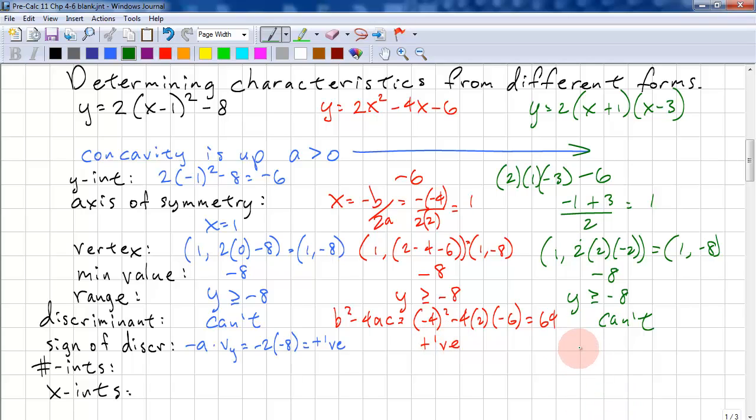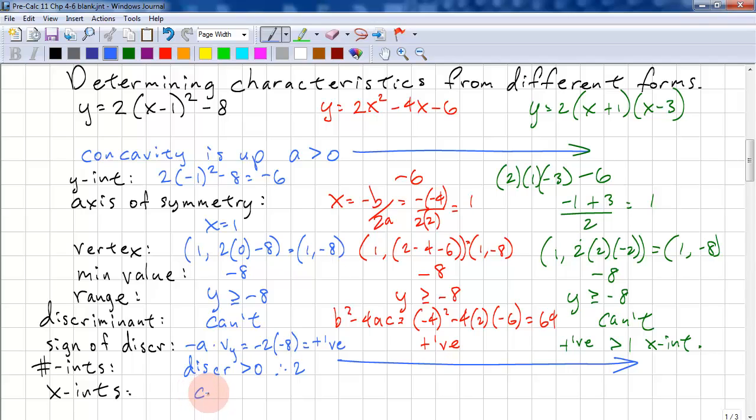And here we can tell the discriminant is positive because we have greater than 1 x-intercept. The number of x-intercepts, since it's positive, the discriminant is greater than 0, therefore 2. And that's the same reason all the way across.